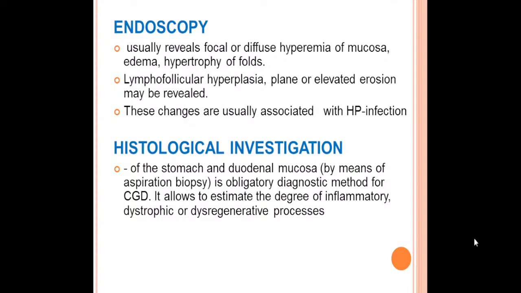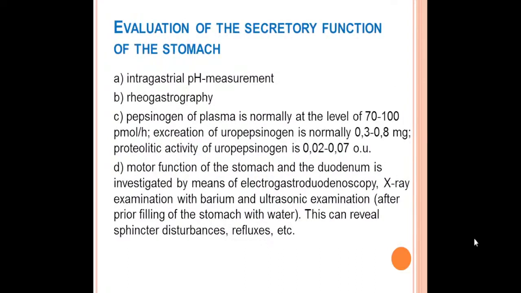Histological investigation of the stomach and duodenum mucosa by means of aspiration biopsy is the obligatory diagnostic method for chronic gastroduodenitis and gastritis. It allows us to estimate the degree of inflammatory, dystrophic, or dysregenerative process in the stomach and duodenum. Evaluation of the secretory function of the stomach. The gold standard is intragastric pH measurement.